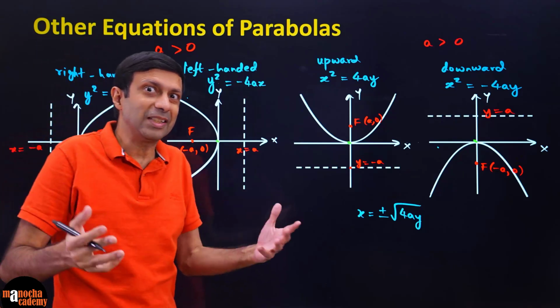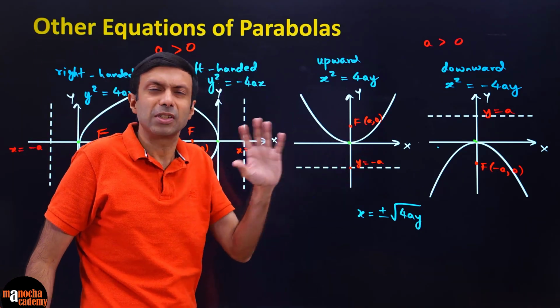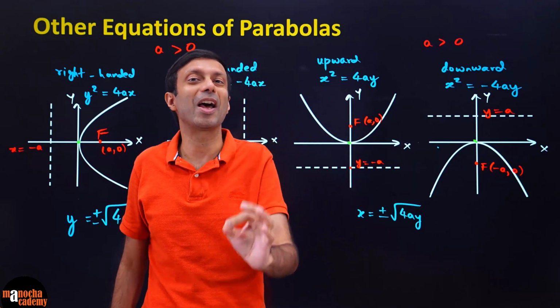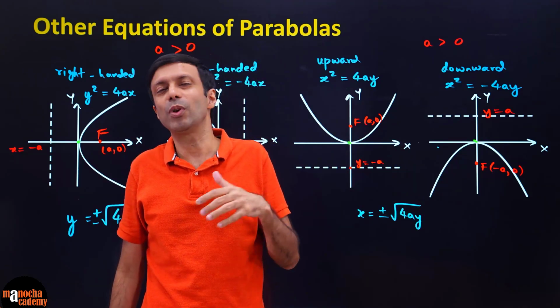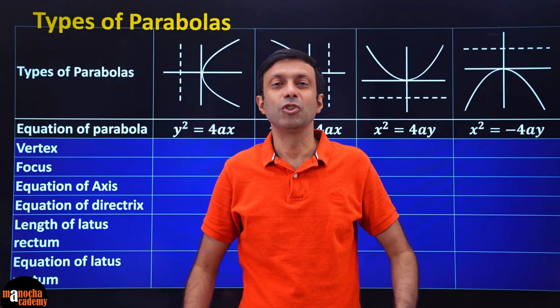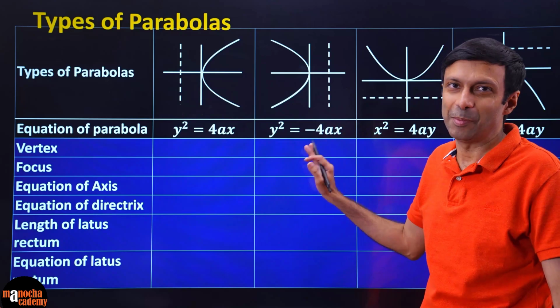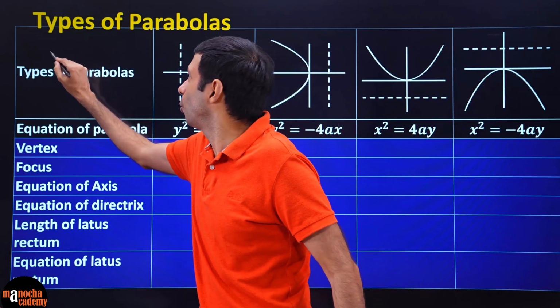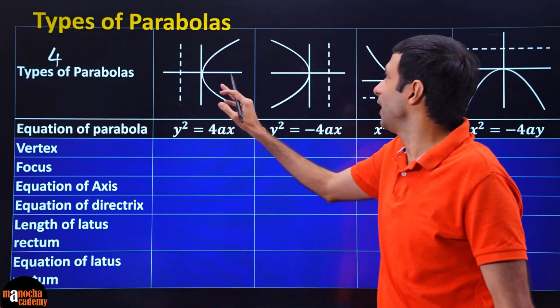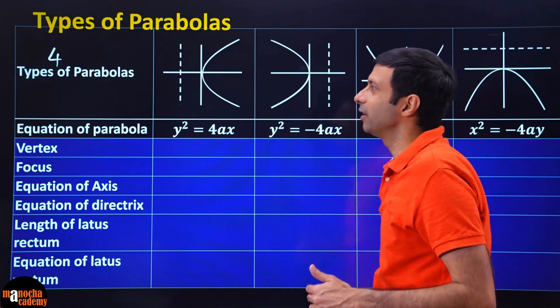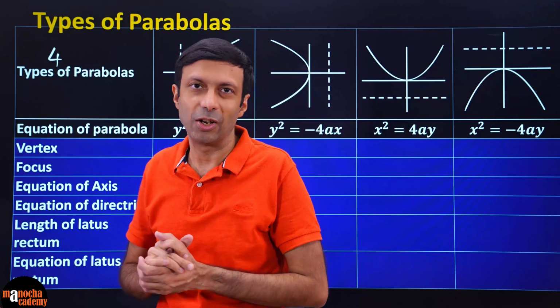Clear? So draw these diagrams, visualize it, because this is a very visual chapter. It's all about coordinate geometry, understanding the parabola on the 2D plane. Equation is very simple, right? So let's revise these 4 different types of parabolas and fill up this table. So remember, we have these 4 different types of parabolas: right-handed, left-handed, upward, downward, and let's see what do their vertex, focus, etc. look like.